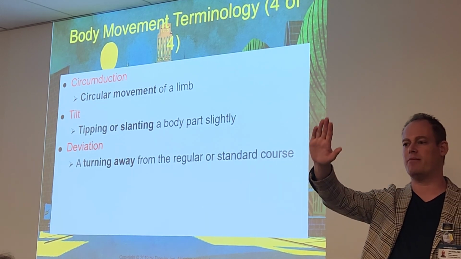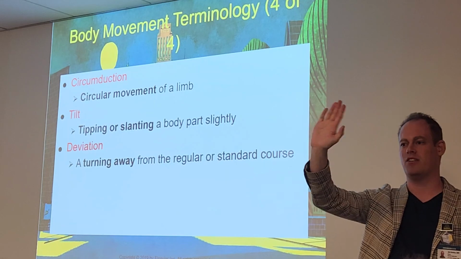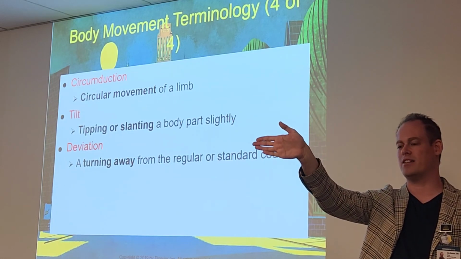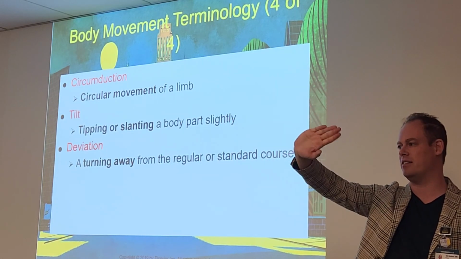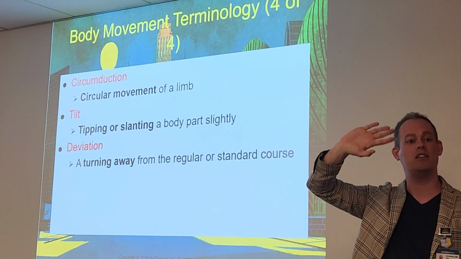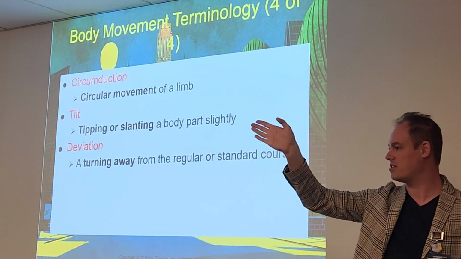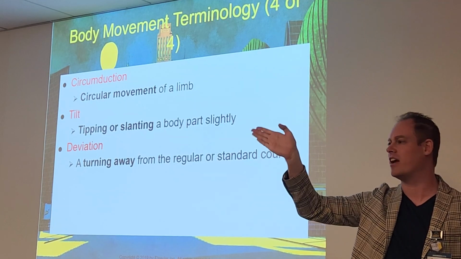And deviation is a turning away from the regular or standard course. For example, if I deviate my hand, I'm turning it this way. The normal position is like this, I'm going to turn it away. That's a deviation. I can do the opposite. The most common deviation we do is the hand and wrist. Like when you're waving, you're deviating your hand.